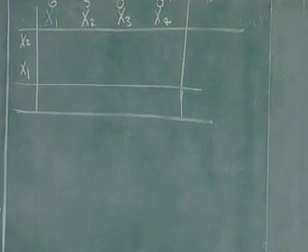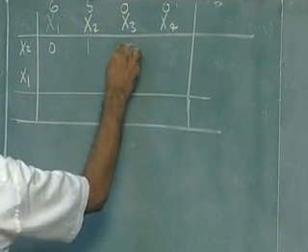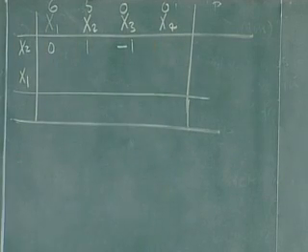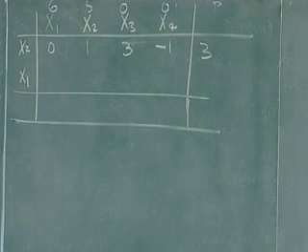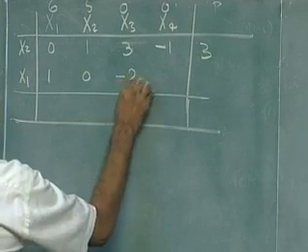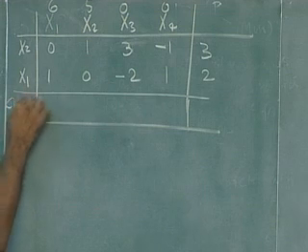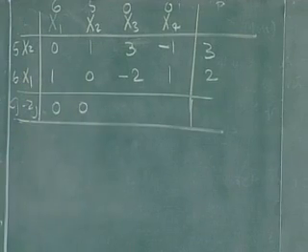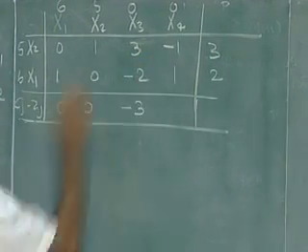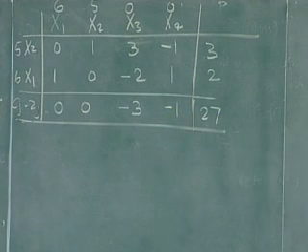This is the optimum table in the simplex. We get 0, 1, minus 1, 0, 1, 3, minus 1, 3, 1, 0, minus 2, 1, 2. Cj minus Zj, this is 5 and 6, 0, 0. 5 into 3 is 15, 6 into 2 is 12, I get a minus 3. 5 into minus 1 is minus 5, 6 into 1 is 6, I get a minus 1. I get Z equal to 27.